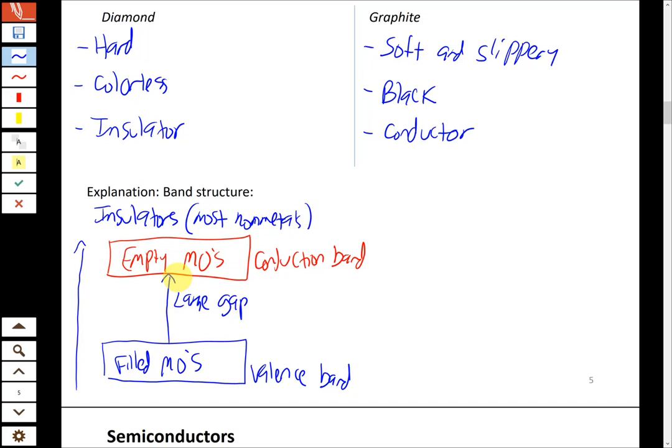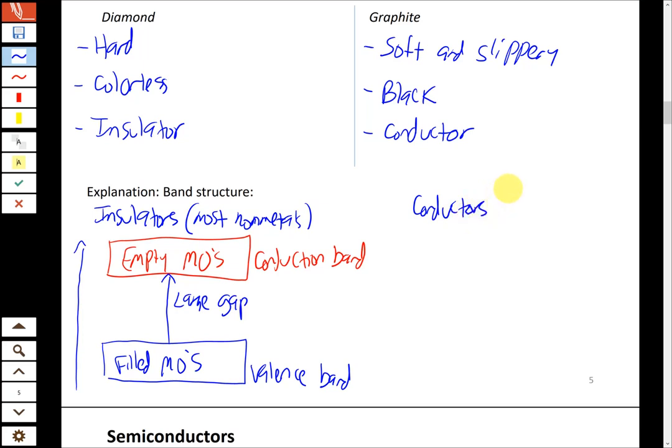Because in order for the material to conduct electricity, electrons would have to hop from these filled orbitals to the empty orbitals as they move through the structure, and there's a large energy gap, so they can't do that very easily in an insulator.